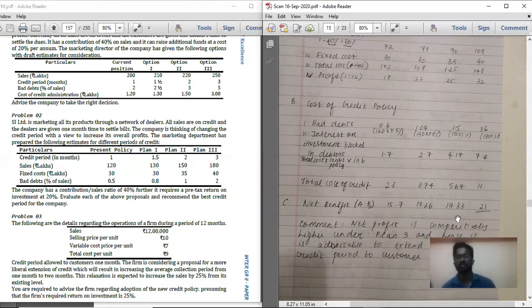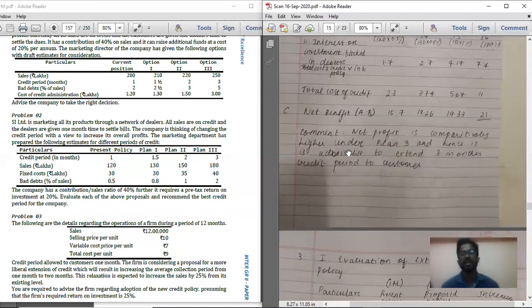So below that, record comment. Net profit is comparatively higher under plan 3, and hence it is advisable to extend 3 months credit period to customers.